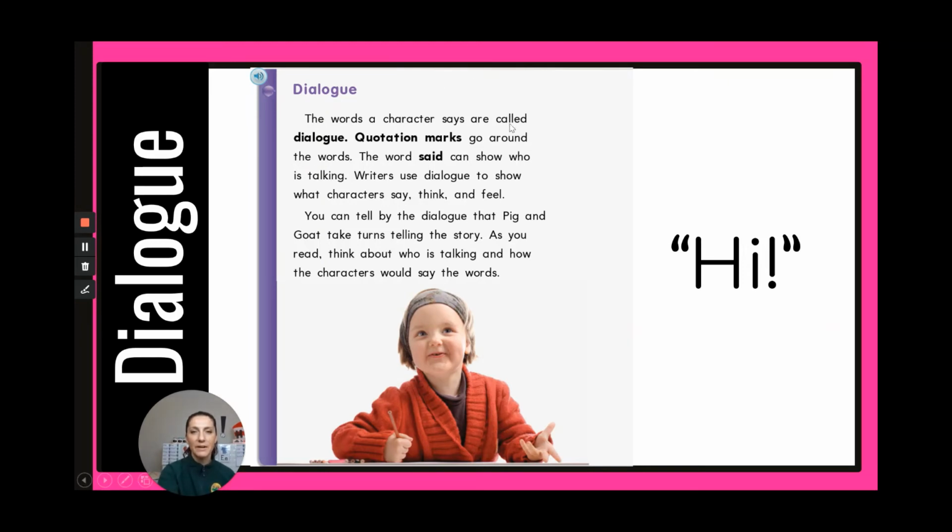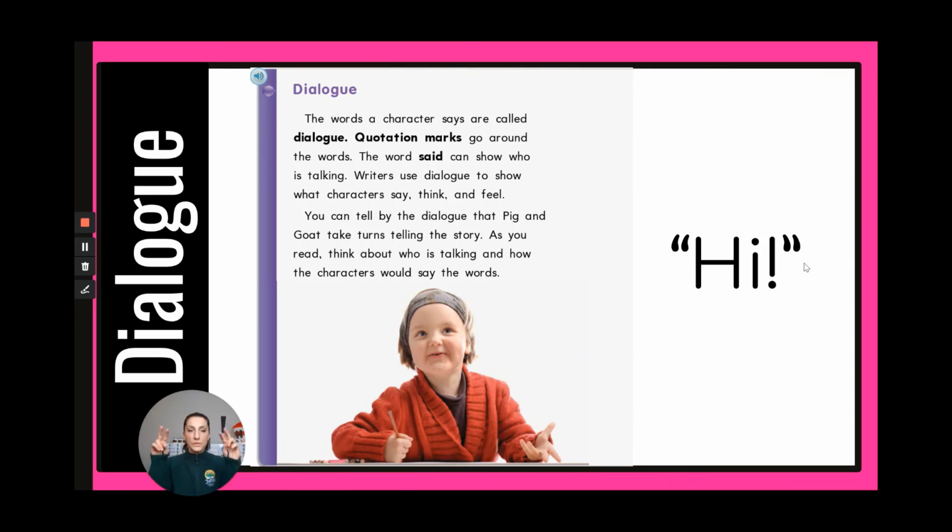The words a character says are called dialogue. Quotation marks go around the word. So these are the quotation marks right here, if you can see where my arrow is. Those two little lines on either side of hi, that means that a person is saying something. Quotation marks go around the words. The word said can show who is talking. Writers use dialogue to show what characters say, think, and feel. You can tell by the dialogue that pig and goat take turns telling the story. As you read, think about who is talking and how the characters would say the words.